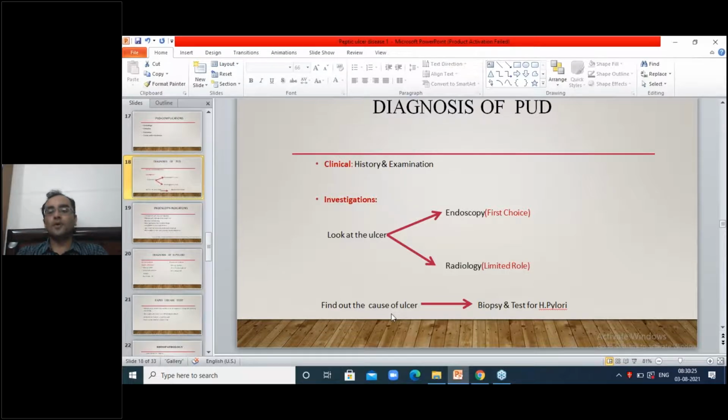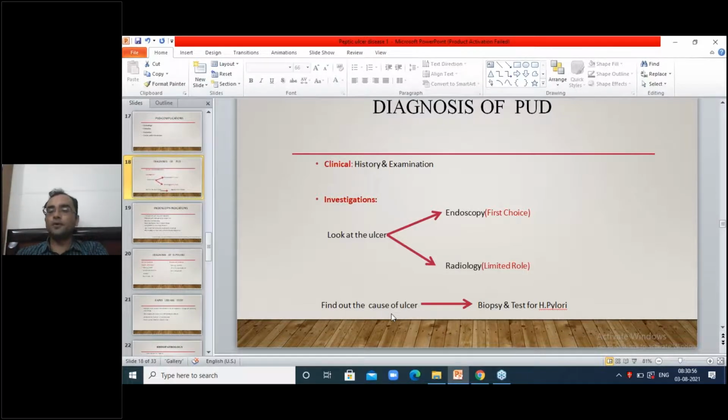For that, we need to test for H. pylori. So you must remember that for testing for H. pylori, we don't biopsy from the ulcer site. You may think that the H. pylori is present at the site of the ulcer, and we need to biopsy from the ulcer site, but we don't need to biopsy the ulcer per se.